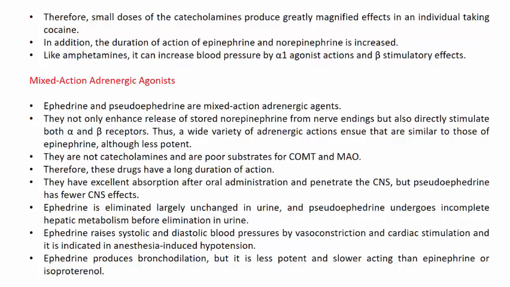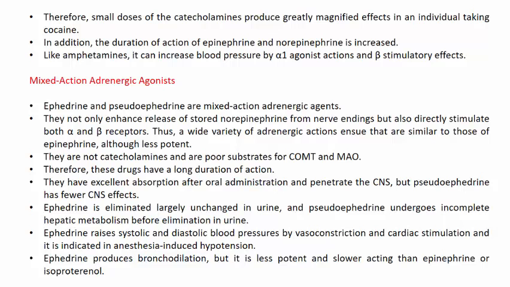The duration of action of epinephrine and norepinephrine is increased in this situation. Like amphetamines, it can increase blood pressure by alpha 1 agonist action and beta stimulatory effects. For the mixed action adrenergic agonists, examples are ephedrine and pseudoephedrine. They not only enhance the release of stored norepinephrine from nerve endings but also directly stimulate both alpha and beta receptors.